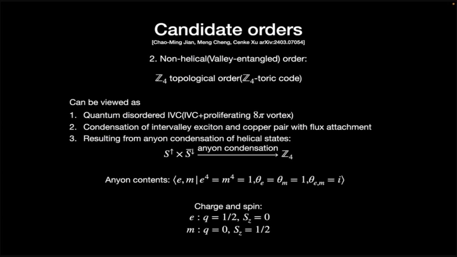It is also possible to have a non-helical order, which is a valid entangled state. This is the Z4 topological order, also known as the toric code in the quantum information community. This order can be viewed in many ways.